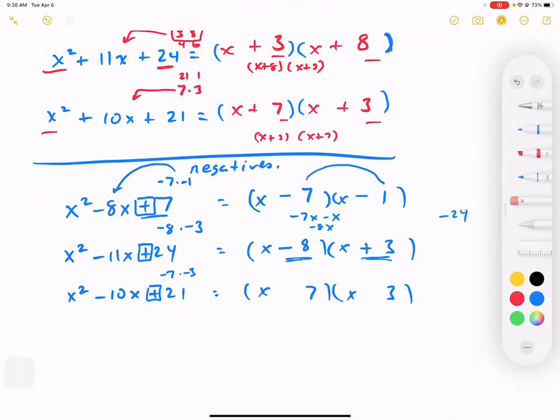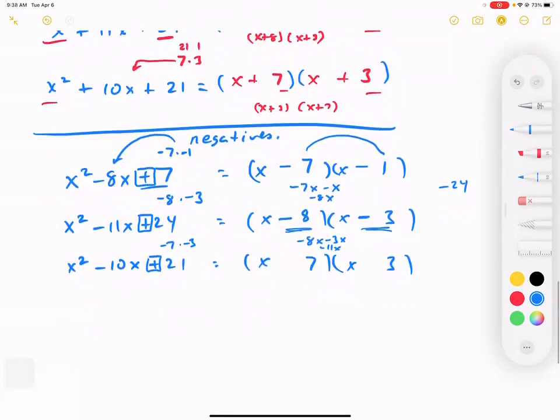So that's where you can double check and catch your mistakes. Make sure the signs still come out the right way. A negative 8 and negative 3 does become negative 11, doesn't it? Which is what we wanted. And over here on the right, negative 7 and negative 3. That does give me a positive 21, right? Negative 7 times negative 3 is a positive 21. And they both do combine to become a negative 10.